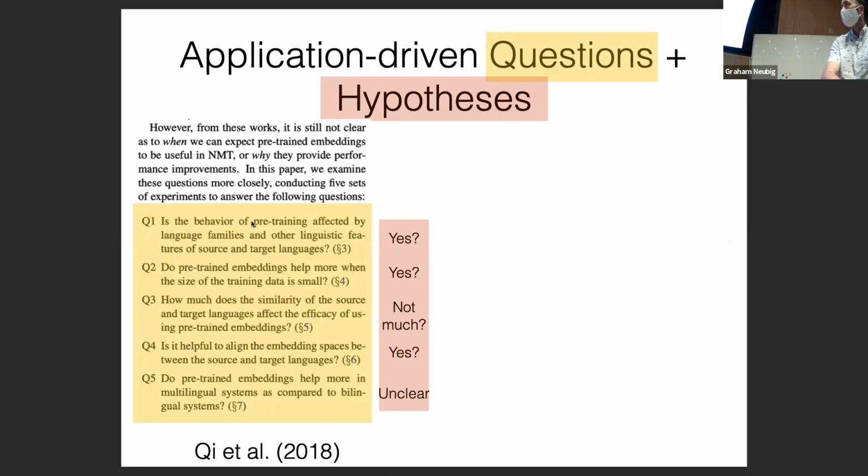So we had lots of different questions, like is the behavior of pre-training affected by language families and other linguistic features of source and target languages? Our hypothesis with respect to this was basically yes, we would expect there to be a significant difference there. Do pre-trained embeddings help more when the size of the training data is smaller? Hypothesis is pretty clearly yes. We had some motivations for this. How much does the similarity of source and target languages affect the efficacy of using pre-trained embeddings? We didn't expect this to be much, but we didn't have a strong intuition, et cetera, et cetera.